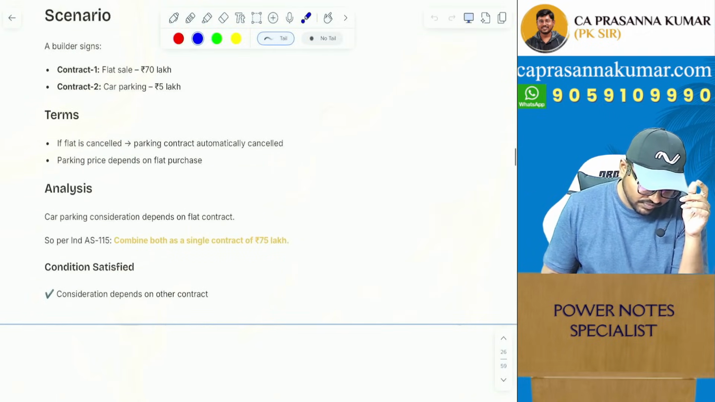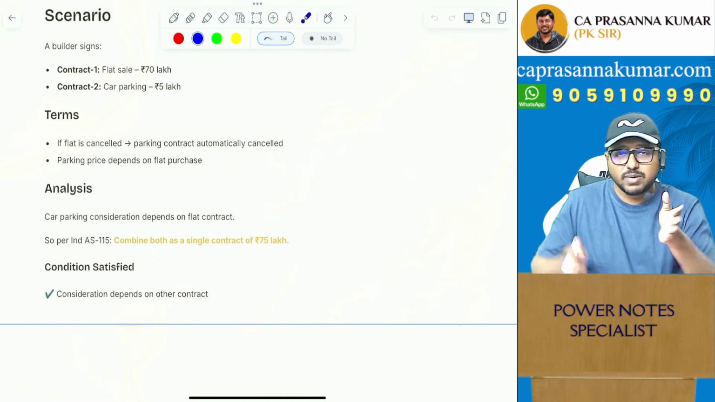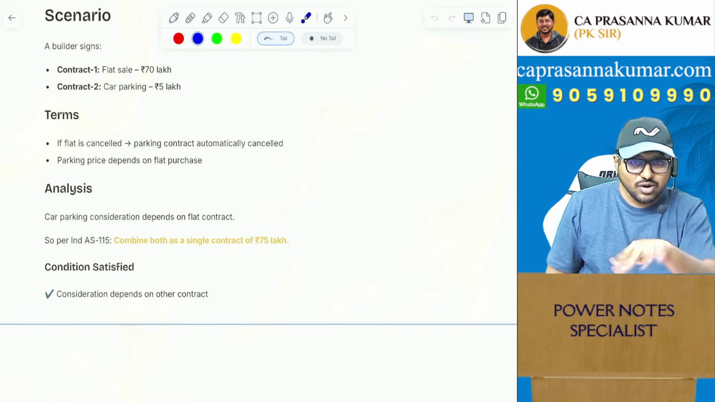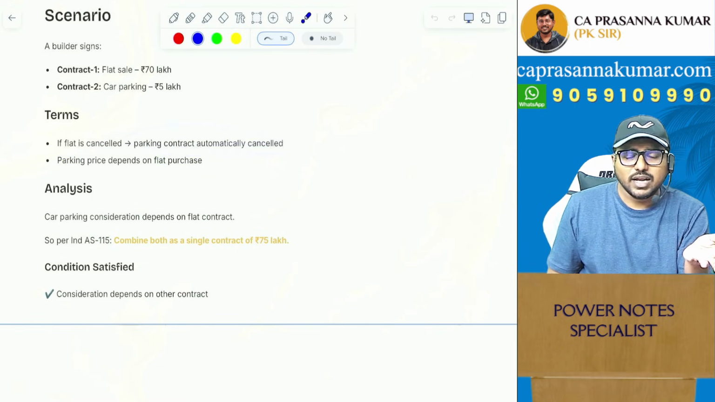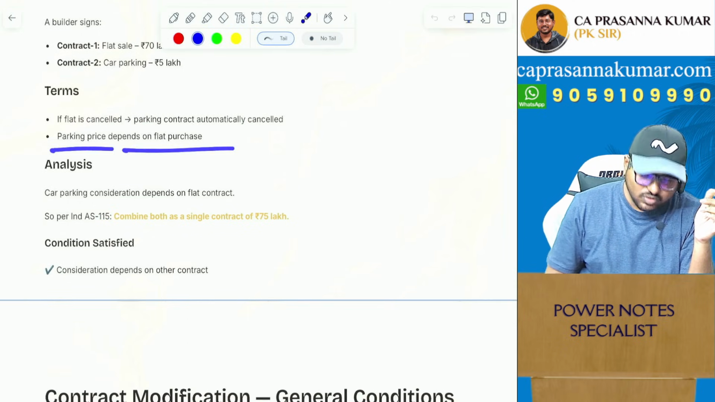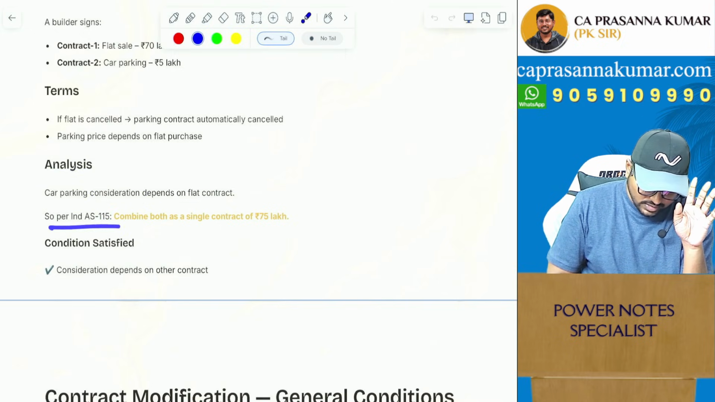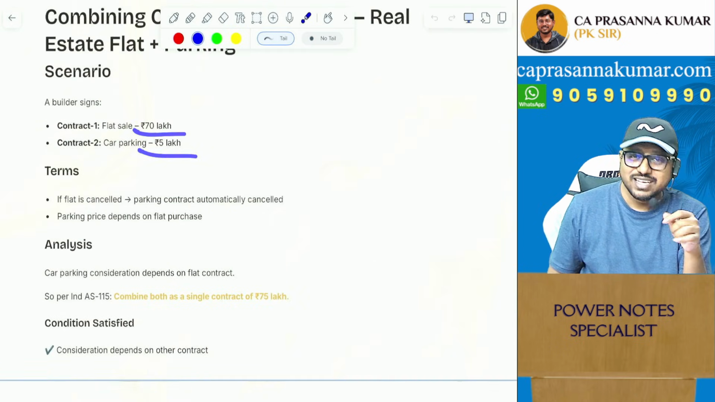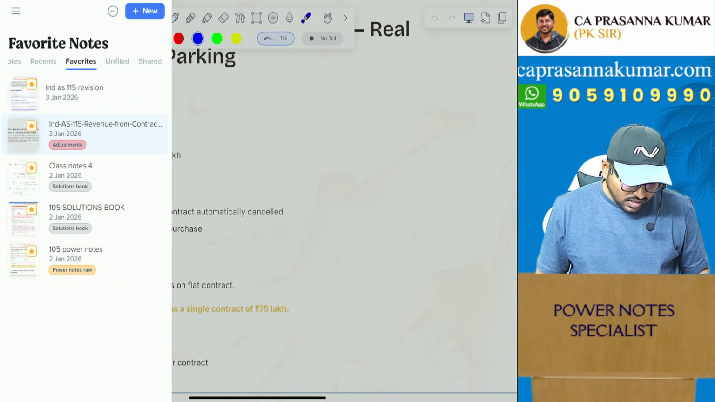One more example you will see. A builder signs with a customer a flat sale for 70 lakhs, and car parking he sells for 5 lakhs, but they are entering into 2 separate contracts. But the point is, both of them are negotiated together with the same customer around the same point of time. If the flat is cancelled, what will happen? Automatically the car parking will also be cancelled, right? What will he do with car parking in a residential building without the flat? Doesn't make any sense. So the parking price also depends upon the flat purchase. Analysis: car parking consideration depends upon the flat contract. So as per Ind AS 115, both contracts must be combined into a single contract of how much? 70 plus 5, 75 lakhs. Consideration depends on the other contract. That is the condition. Now you have seen two examples.